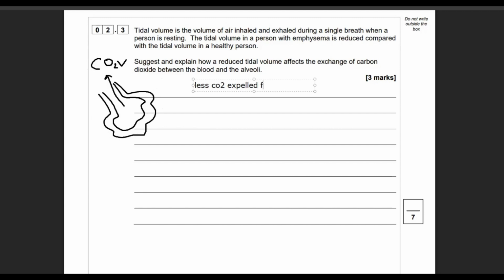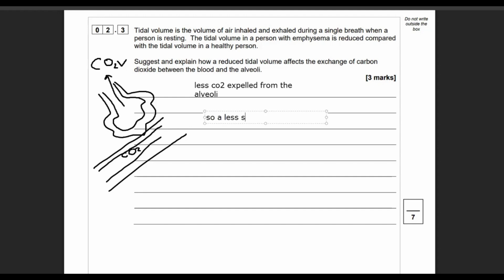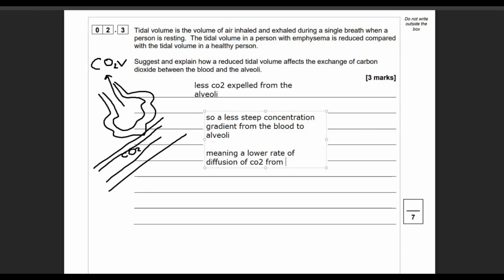So tidal volume is the volume of air inhaled and exhaled during a single breath. So if we expel less carbon dioxide because they have a reduced tidal volume, this means there's still a higher than desired concentration of carbon dioxide in the alveoli. So there's less of a difference between the carbon dioxide concentration in the blood and in the alveoli. We say the concentration gradient is less steep, or it has a reduced concentration gradient. It's shallower. And that means we get a reduced rate of diffusion of carbon dioxide leaving the plasma of the blood into the alveoli.